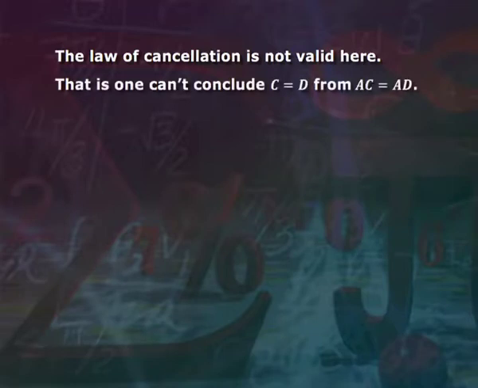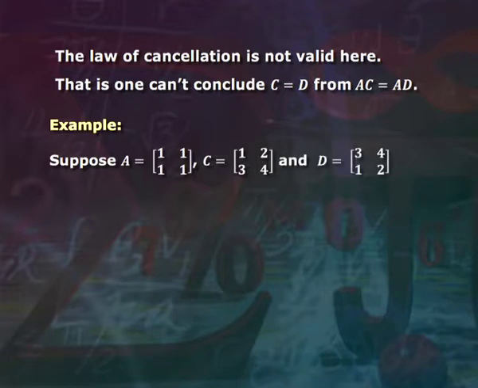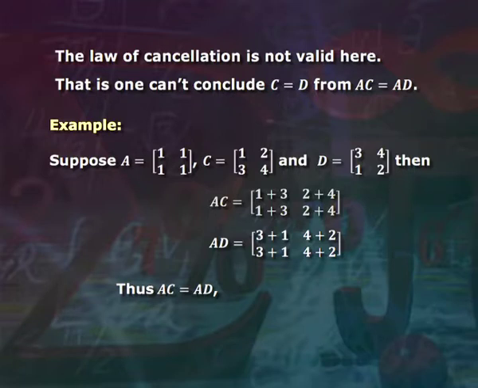The law of cancellation is not valid here. That is, one cannot conclude C equal to D from AC equal to AD. Example, suppose A equal to [1, 1; 1, 1], C equal to [1, 2; 3, 4] and D is equal to [3, 4; 1, 2]. Then AC equal to [1 + 3, 2 + 4; 1 + 3, 2 + 4], while AD is equal to [3 + 1, 4 + 2; 3 + 1, 4 + 2]. Thus, AC equal to AD, however, C is not equal to D.